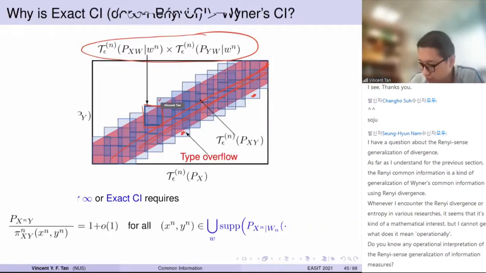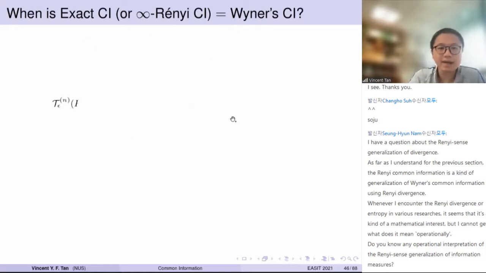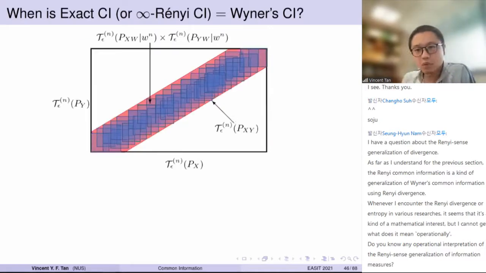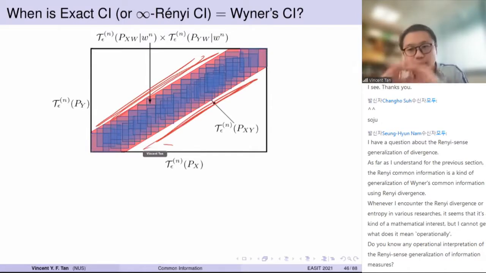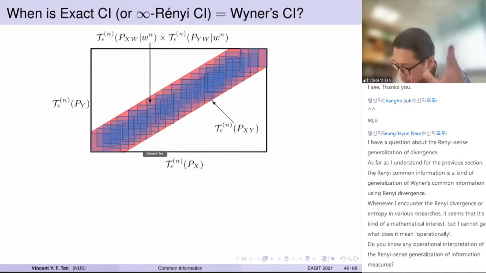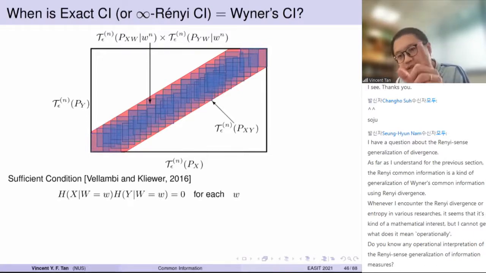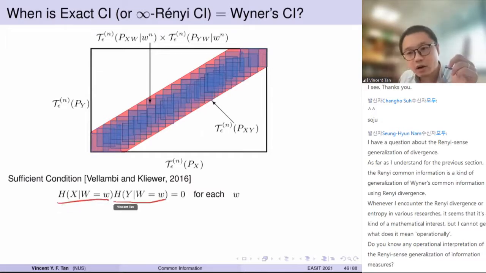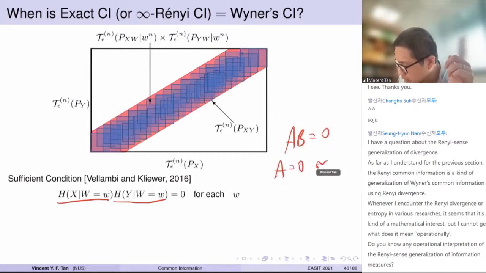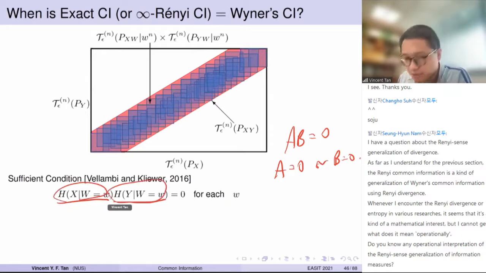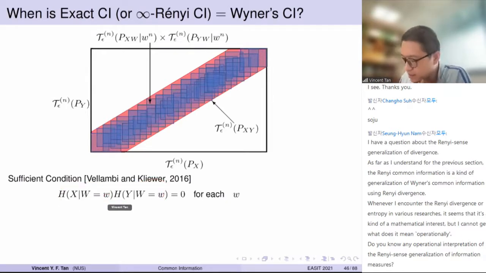So when is exact common information exactly equal to Wyner's common information? When the geometry of the problem is so beautiful that there is no overflow in the geometry. When is this the case? A sufficient condition was derived by Vellambi and Kliewer, which says that if you fix every W, you know either Y or X. Like the product of two numbers A, B equal to 0: either A is equal to 0 or B is equal to 0. So either this is equal to 0 or this is equal to 0. That's a sufficient condition by Vellambi and Kliewer.